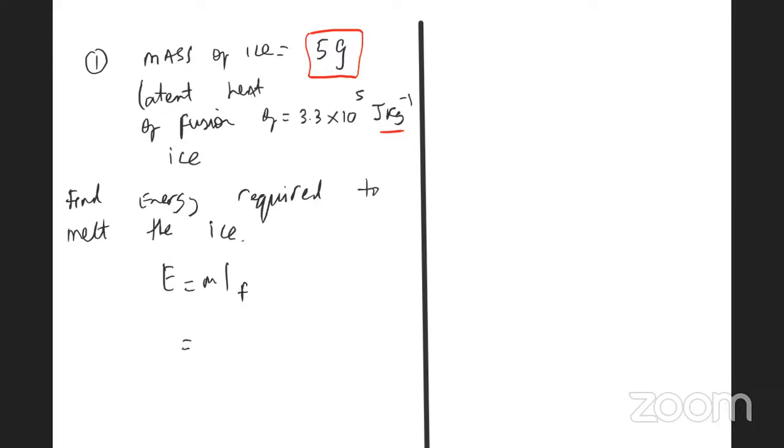Right, so you'll end up with 5/1000 by 3.3 by 10 to the 5.